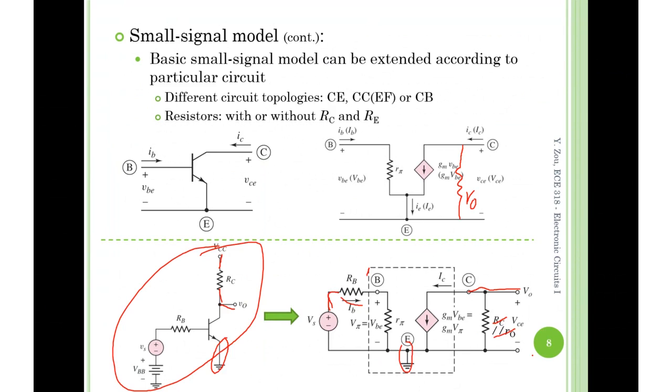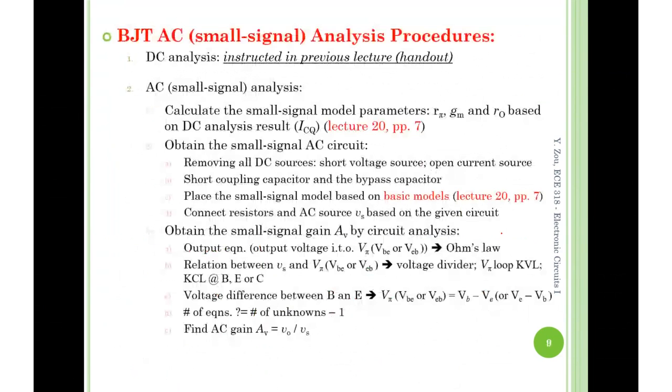You can expect in future analysis the difference is basically here. The equation-wise analysis is going to be different from the MOSFET because of the presence of the R pi. But the principle remains the same: KVL, KCL. And here, let's briefly go through this given analysis procedure, which obviously is another handout you should have.